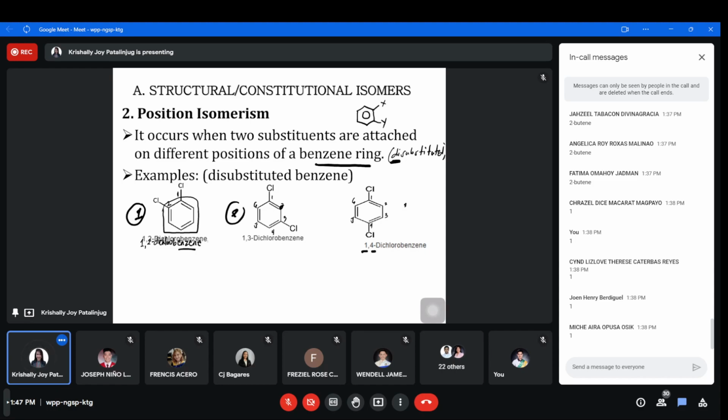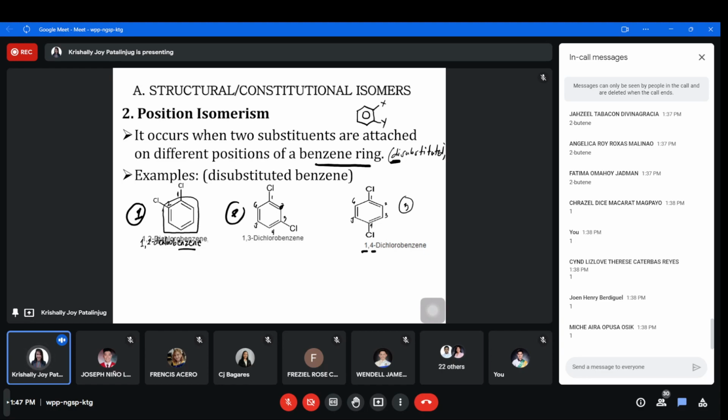Sa pangatlong molecule ng dichlorobenzene, opposite from each other yung position. Diba? So, still an example of position isomerism. Okay? Magkaiba yung position ng substituents.